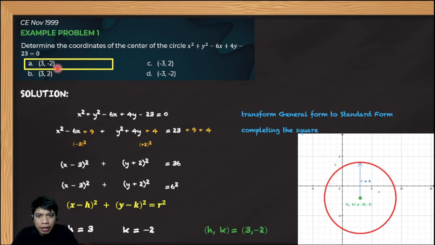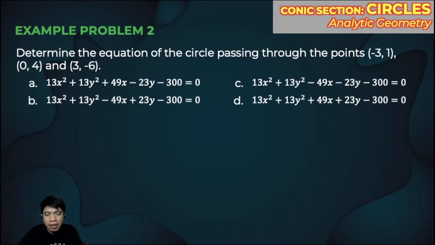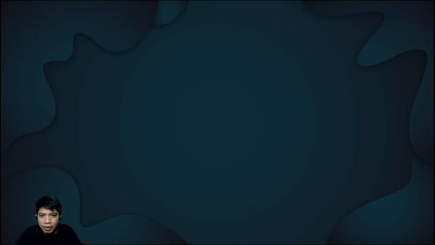Okay? So, dito tayo, guys, sa ating second problem. Example problem number 2. Okay? So, babasahin ko muna yung problem. Determine the equation of the circle passing through the points negative 3, 1, 0, 4, and 3, negative 6. Okay? So, ang gawin natin, guys, is solve natin ito.